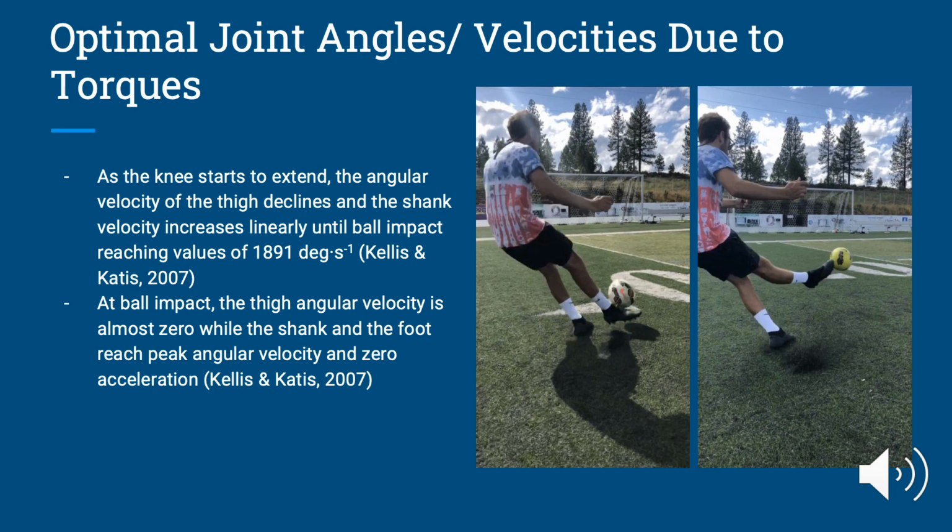So you can see the picture on the left is right as ball contact is made, and then the picture on the right is the follow-through. You can see that the thigh is in the same spot, but the shank has continued to move. At the ball impact, the thigh angular velocity is almost 0, and so that's why you see the thigh in the same spot. And the shank and the foot reach peak angular velocity and 0 acceleration. And the 0 acceleration is because the velocity is remaining constant, so it's not that the foot stops, but the velocity is not changing over time.